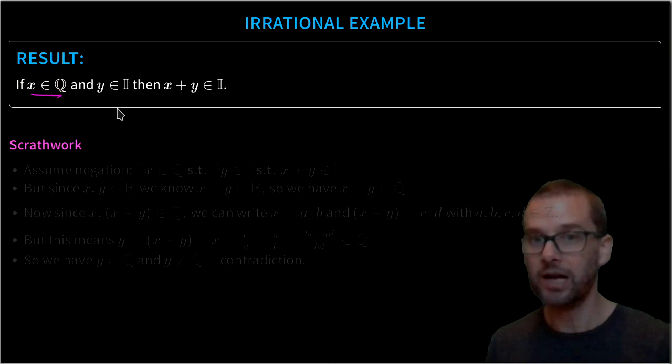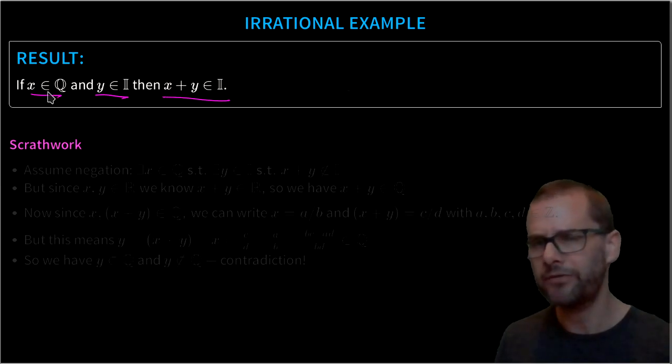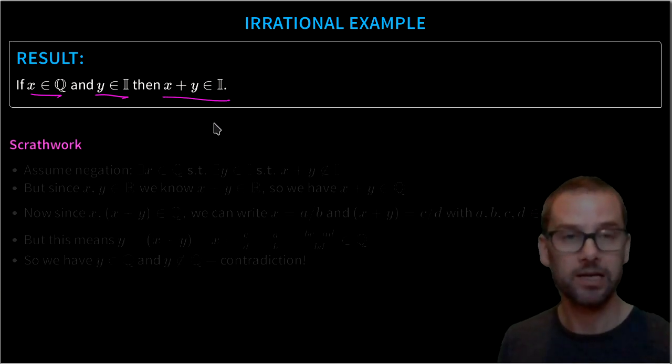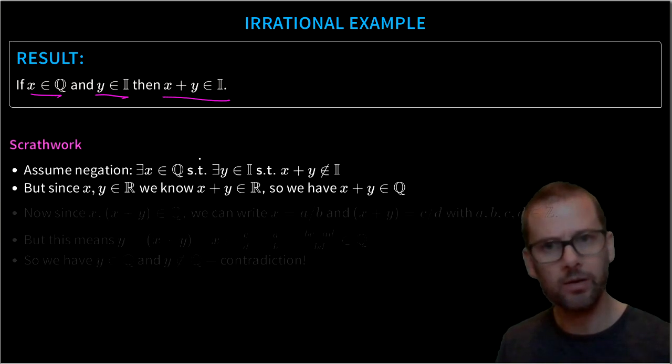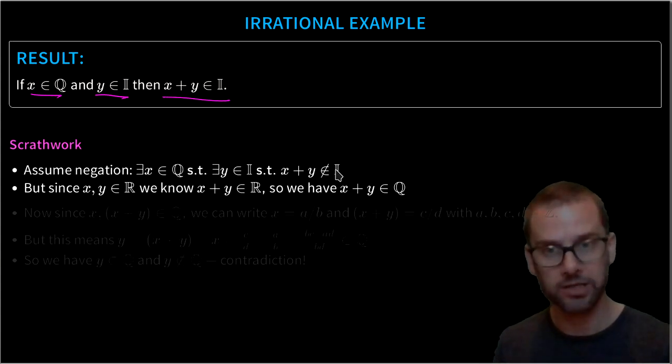If x is rational and y is irrational, then their sum must be irrational. This is a good thing to do by proof by contradiction. And notice what we really have here is for all x and for all y, their sum must be irrational. So this is really a for all statement. And so when we assume the negation, what we're really assuming is that there exists a rational number x and an irrational number y whose sum is not irrational.